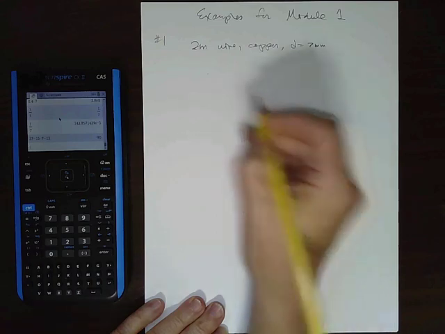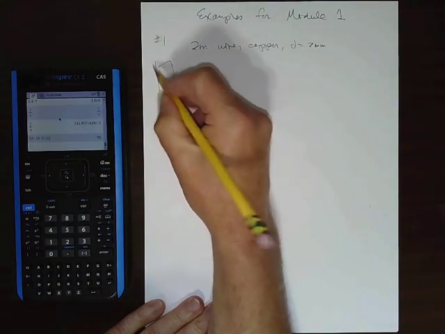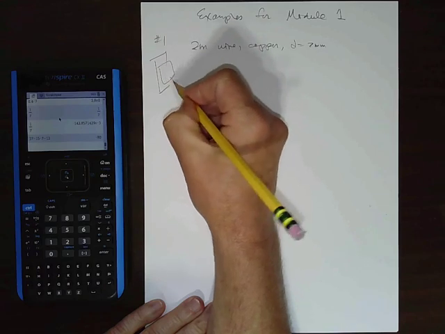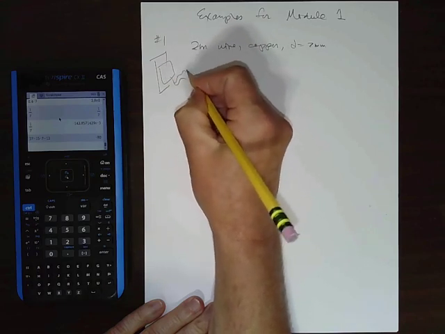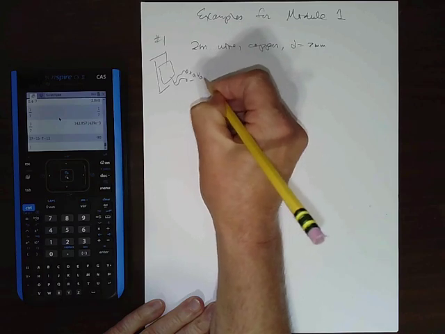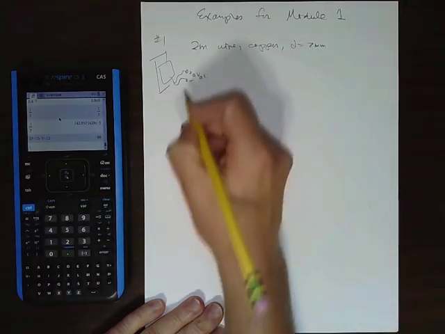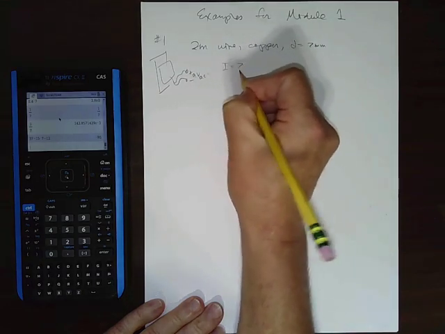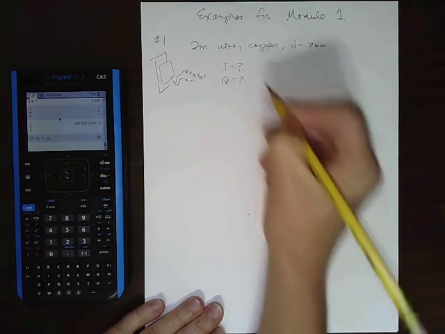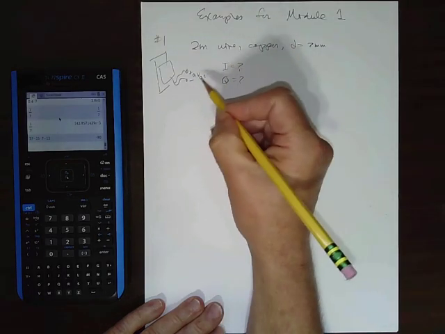And for some reason, we got a little wall wart thing plugged into our wall, AC, and it produces 9 volts AC. Alright, and so we want to know what is the current and what is the charge that will go through this wire if we do this kind of probably stupid thing.